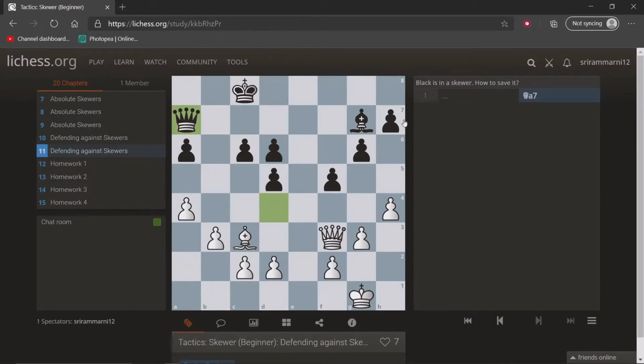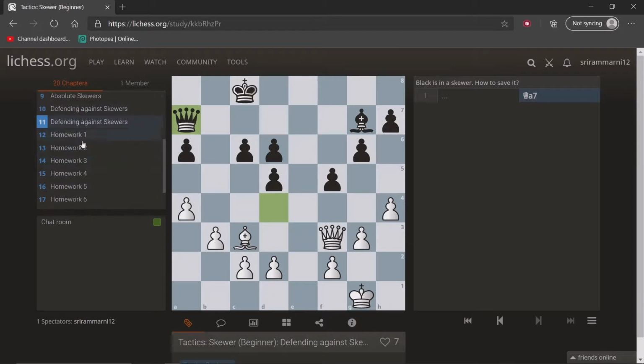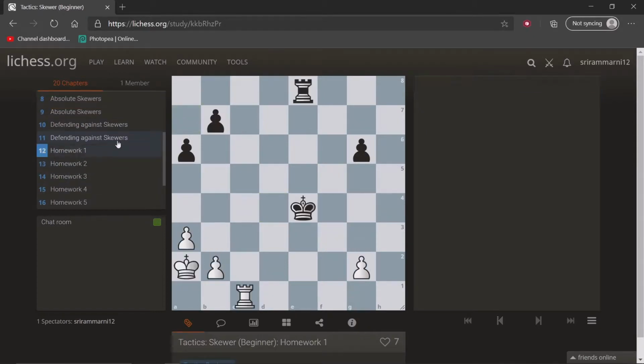There will often be positions like this in your games where you will have a skewer, but it's easily defended. But even if this happens, don't lose hope, because your opponent might not see it, or you might get a second chance later on. And now there are many more homework positions. I'll just display these on screen so you guys can answer them, and just leave your answers in the comment section if you want to.